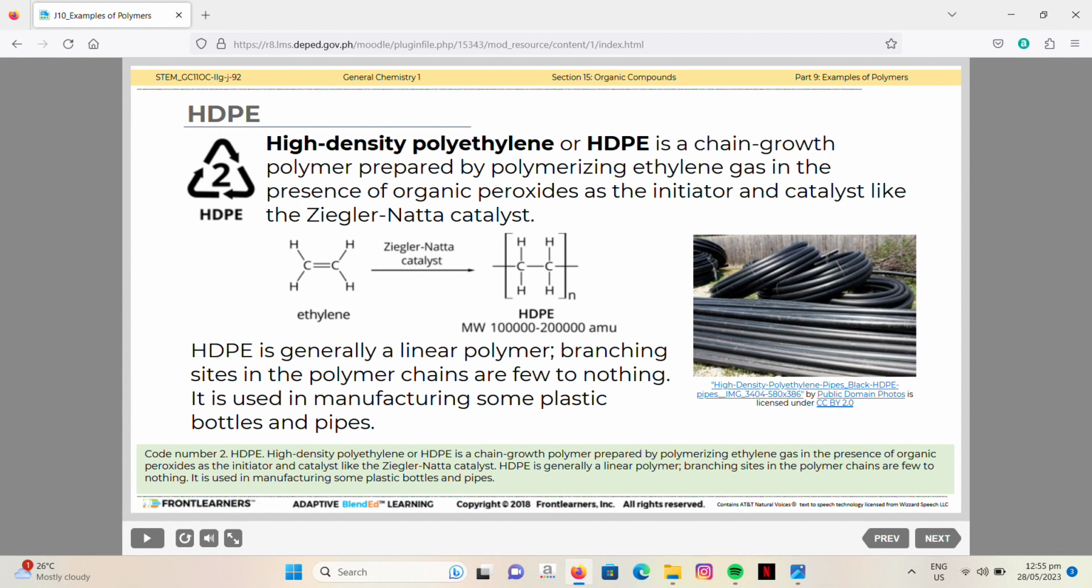Code number 2, HDPE. High density polyethylene or HDPE is a chain growth polymer prepared by polymerizing ethylene gas in the presence of organic peroxides as the initiator and a catalyst like the Ziegler-Natta catalyst. HDPE is generally a linear polymer. Branching sites in the polymer chains are few to nothing. It is used in manufacturing some plastic bottles and pipes.